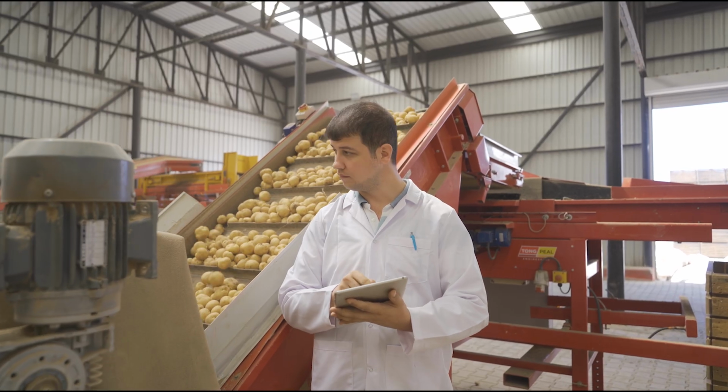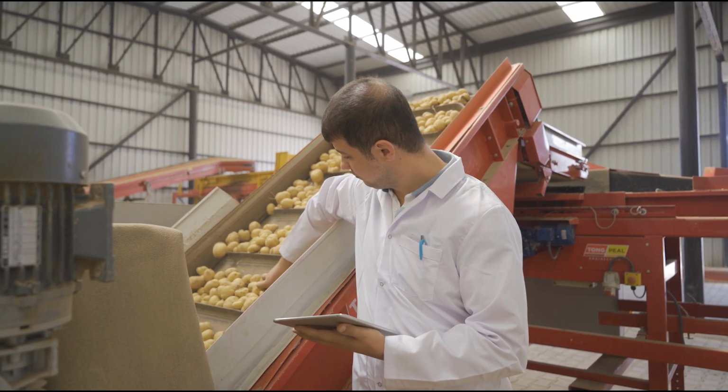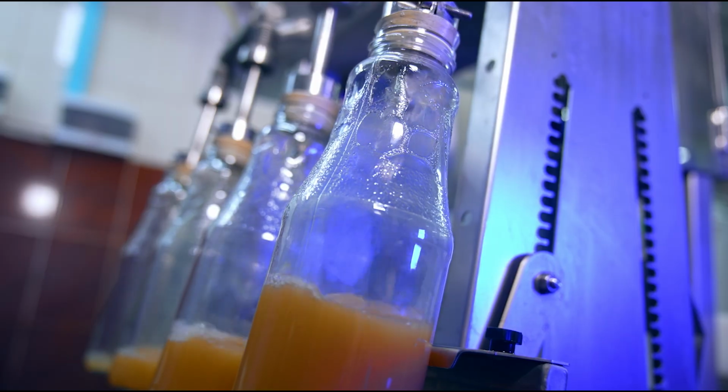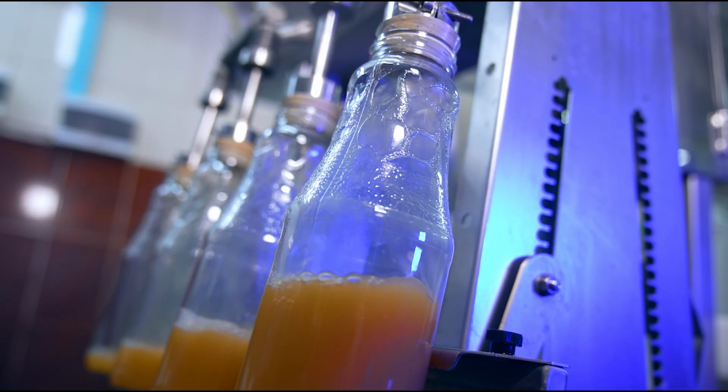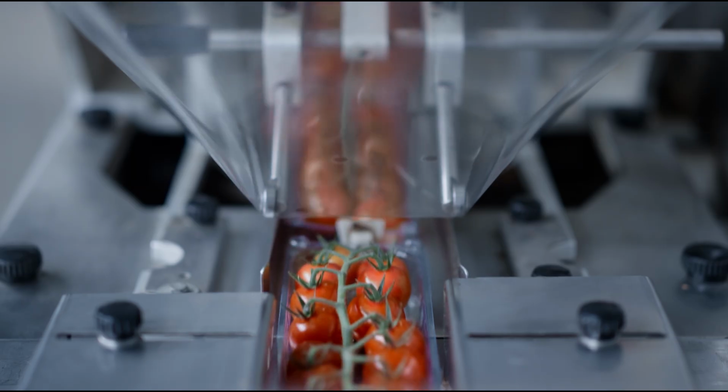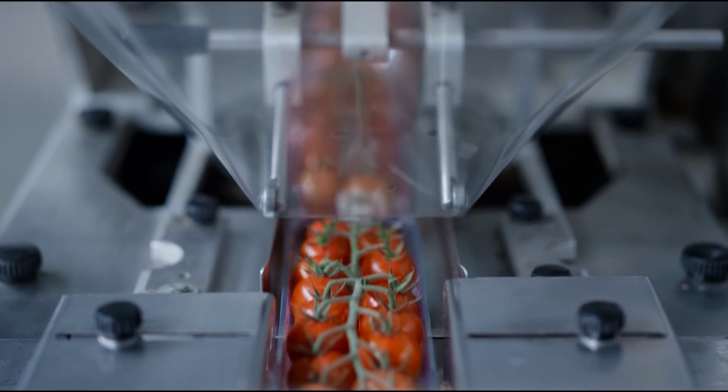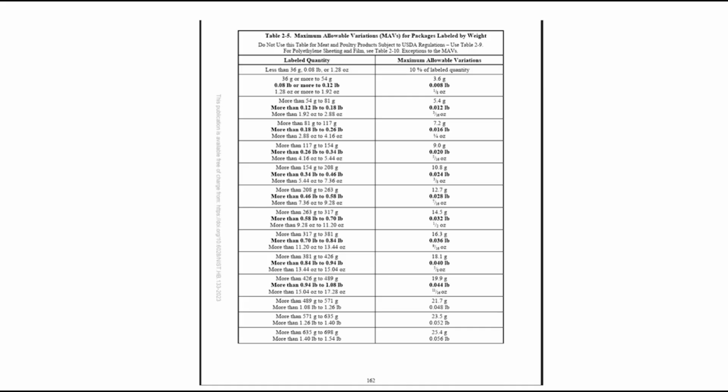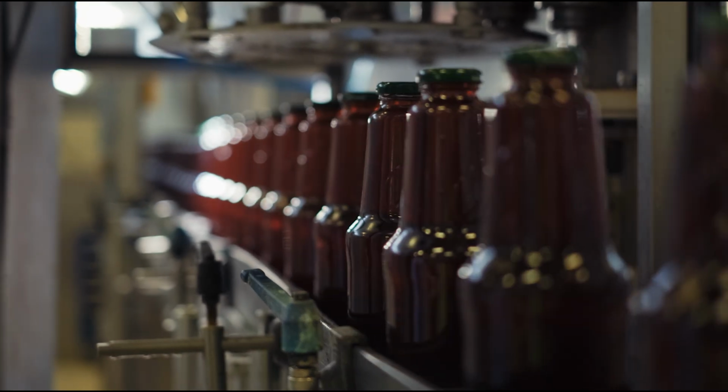So, there are 3 primary ways to label according to NIST 133. By weight, which is the most common, by volume, and by count. In terms of weight, there is a maximum allowable variation, abbreviated as MAV. This is the allowed weight loss in any one package.